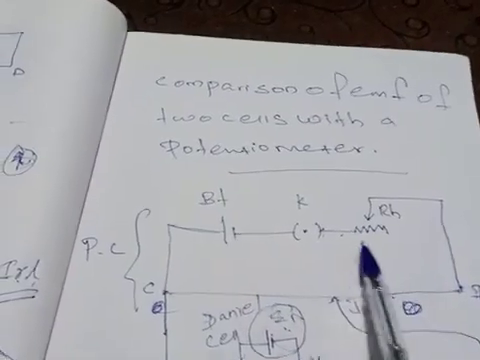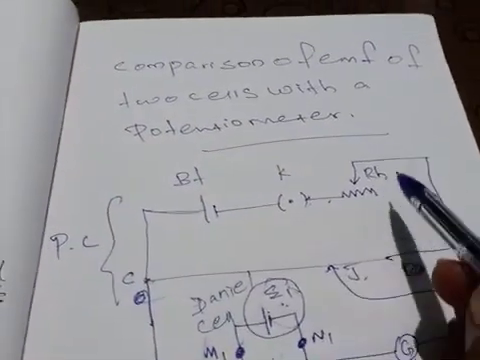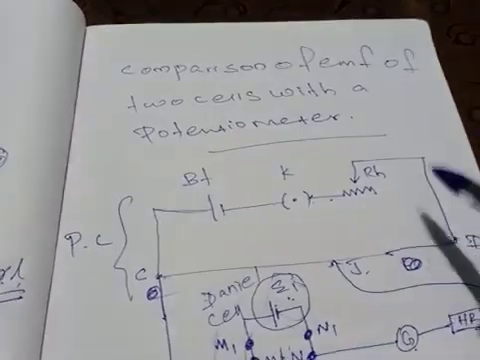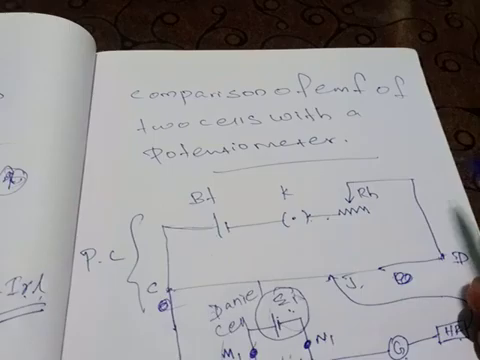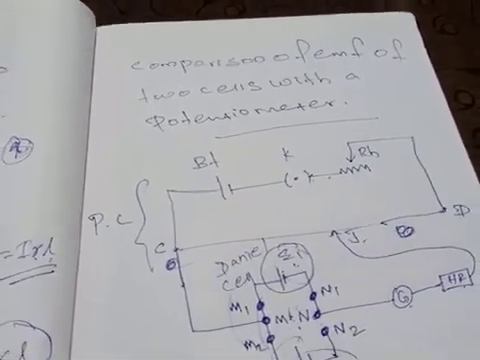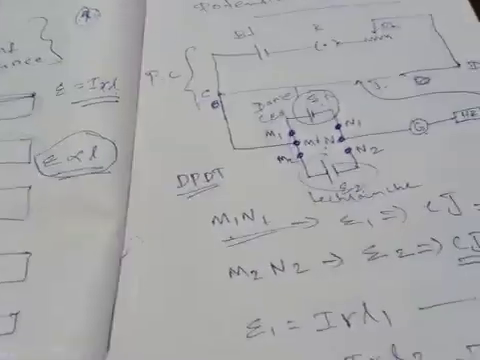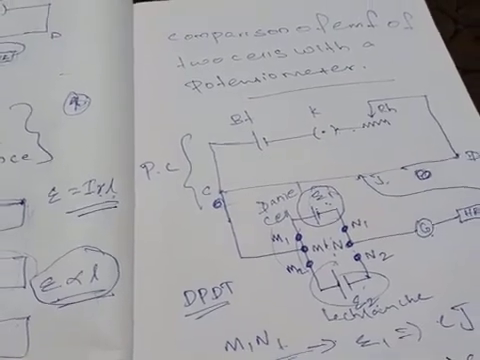Here one rheostat is attached to repeat the experiment by changing the value. We use this so that we can repeat the experiment several times. We can do the experiment by using this rheostat. So this is how we do the practical of comparing the EMF of two cells using a potentiometer.